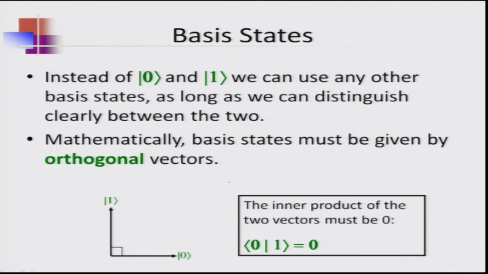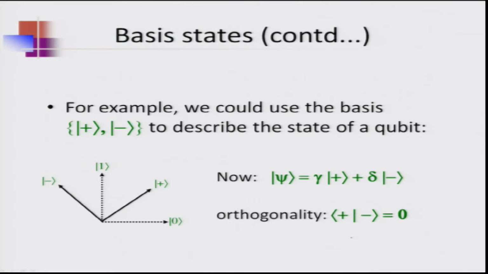We can use any kind of basis set. Instead of 0 and 1, we can use any other one, as long as we can distinguish them. The basis states are typically chosen as orthogonal vectors. The reason being, the inner product of the two vectors is then confirmed to be always 0 when you take orthogonal vectors. This is always going to work. So you set up the problem this way.